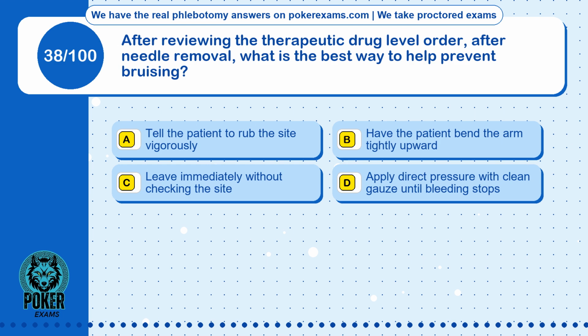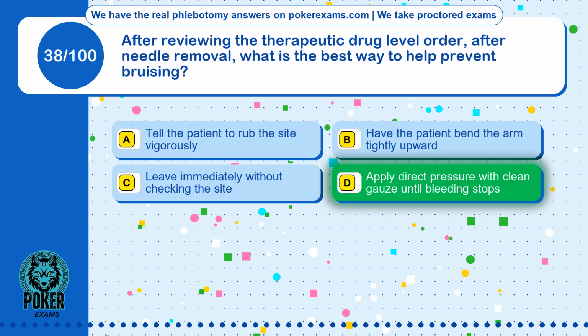Question 38. After reviewing the therapeutic drug level order, after needle removal, what is the best way to help prevent bruising? Option A, tell the patient to rub the site vigorously. Option B, have the patient bend the arm tightly upward. Option C, leave immediately without checking the site. Option D, apply direct pressure with clean gauze until bleeding stops.